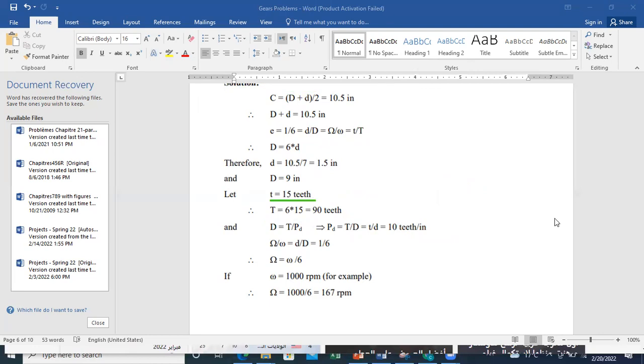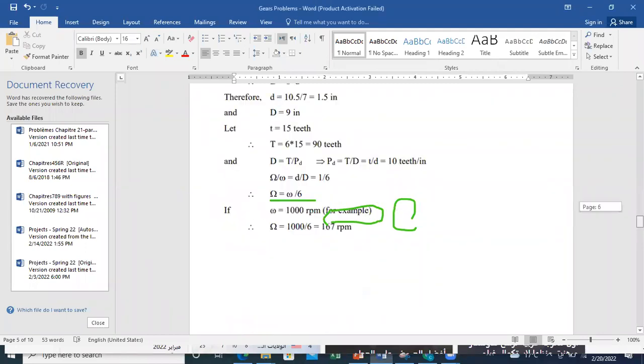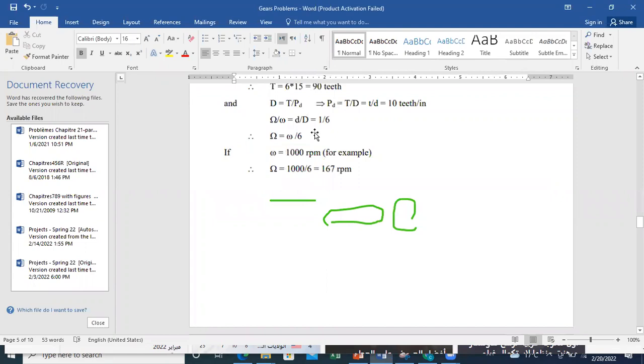Now, they are also asking that if for this configuration, we need to impose an angular velocity for the pinion equal to 1000 RPM, what will be the angular velocity for the gear? Of course, this is simple. Since we know the ratio of angular velocities between the two, since we have the gear ratio, then we just set the condition that the angular velocity of the gear is equal to the angular velocity of the pinion over 6, and then we can find the value of the angular velocity of the gear.